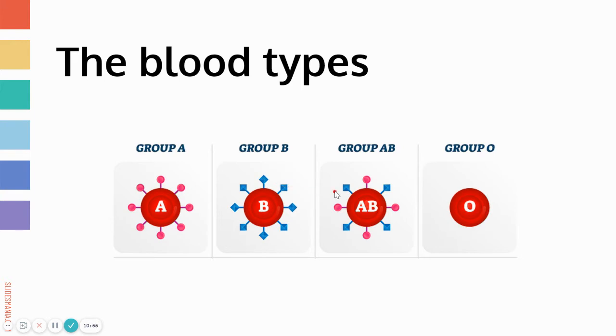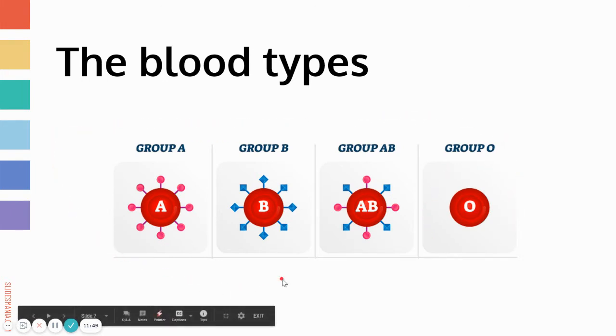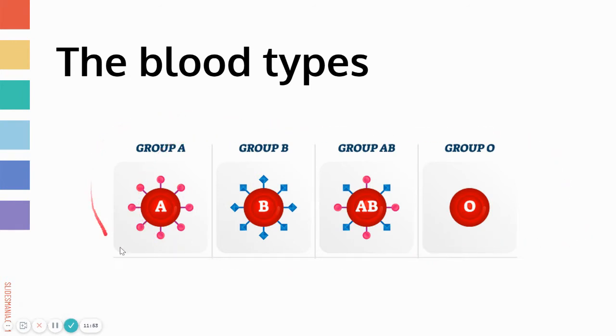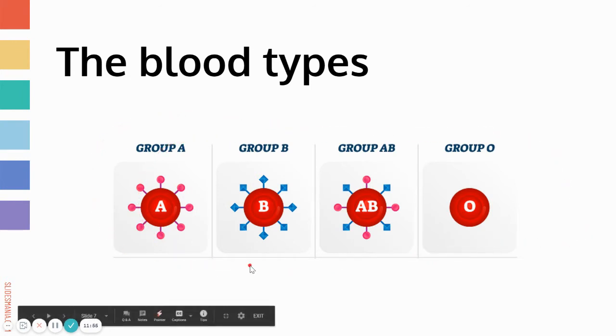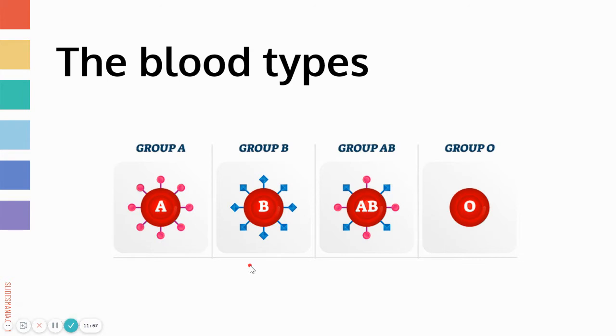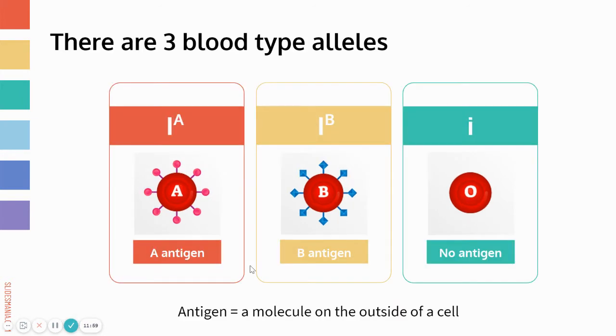And type AB is going to have both the circles that we see with blood type A and the blue squares that we see with blood type B. And finally, type O blood has nothing on the outside of their red blood cells. So here I'm showing you the phenotype, what the trait is for these different blood types. So let's take a closer look at the genotype that would lead to each of these traits.